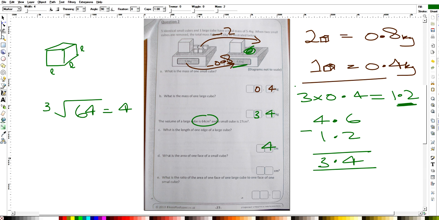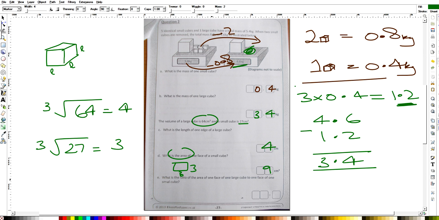What is the area of one face of a small cube? Well, the small cube has a volume of 27. So if you cube root 27 to work out the length of one of the sides, that will give you 3. So we know that the small square is 3 by 3. The area is length times width, which is 3 times 3, which is 9.